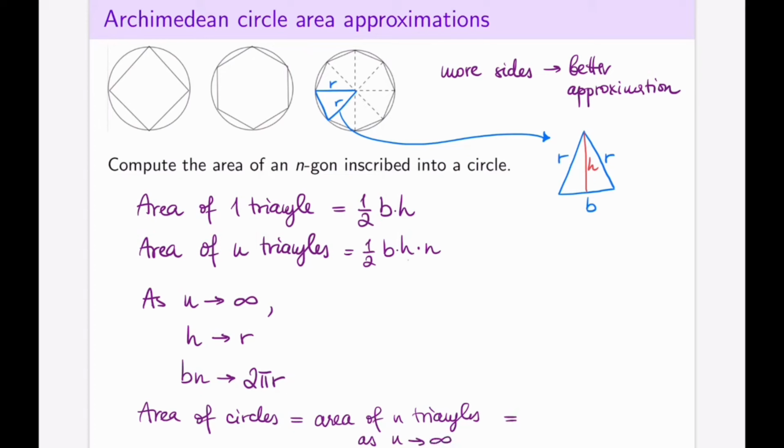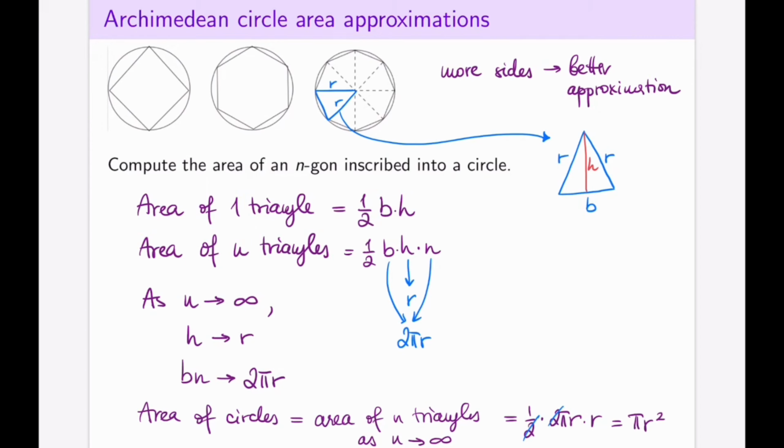So let's see. This h tends towards r, and this b and n together, as we've just discovered, tend toward 2 pi r. So altogether, I'm going to have 1/2 times 2 pi r for b and n times r for h. And what do we have? I notice that my 2's can of course cancel out, and I can combine my two r's together. Pi times r is altogether pi r squared.